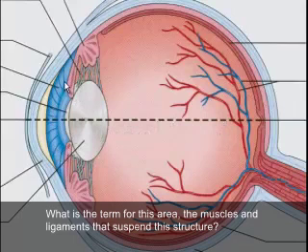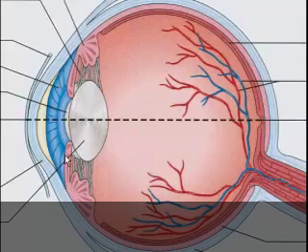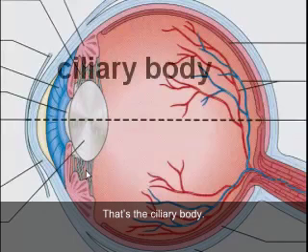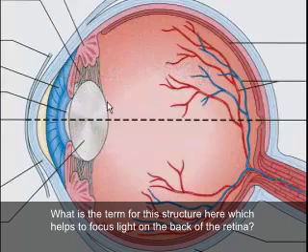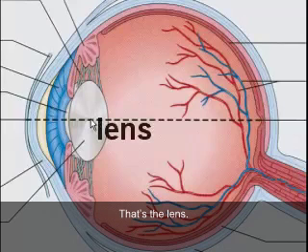And what is the term for this area, the muscles and ligaments that suspend this structure? That's the ciliary body, C-I-L-I-A-R-Y, body, B-O-D-Y. And what is the term for this structure here, which helps to focus light on the back of the retina? That's the lens, L-E-N-S.